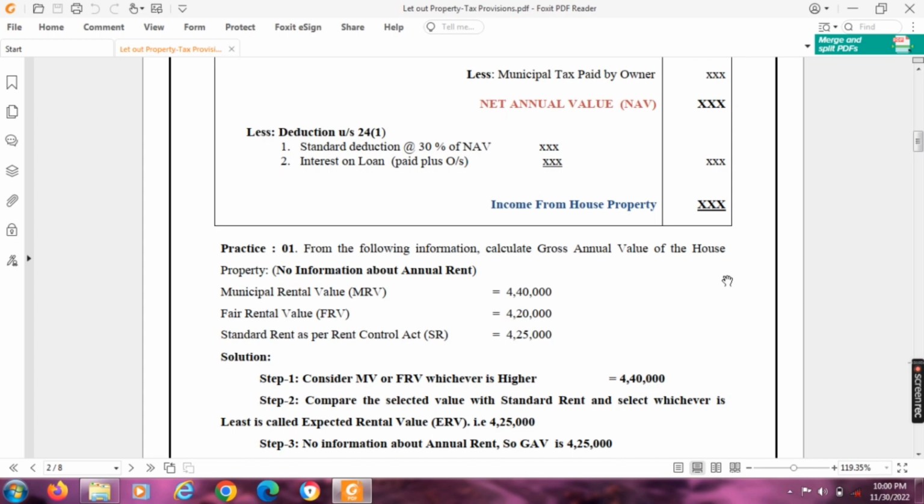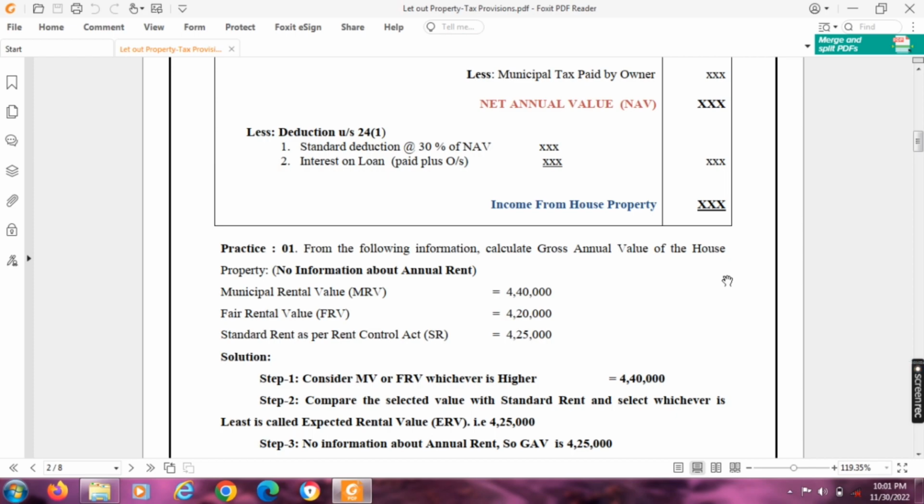Step 1. Consider municipal value or fair rental value, whichever is higher. Municipal value 4 lakh 40 and fair rental value 4 lakh 20. Whichever is higher, 4 lakh 40. Step 2. Compare that value with the standard rent and select whichever is least, called expected rental value. The standard rent is only 4 lakh 25,000. So 4 lakh 40 or 425, so 4,25,000 is the least value that will be considered as an annual rent. So that value is called gross annual value of the house property.